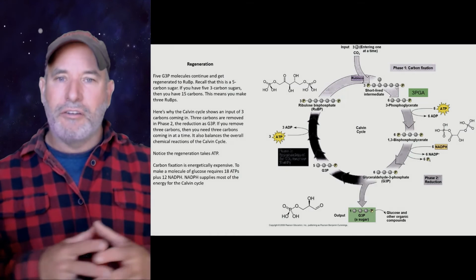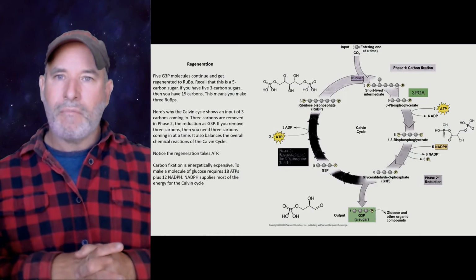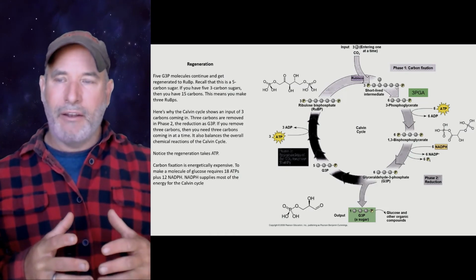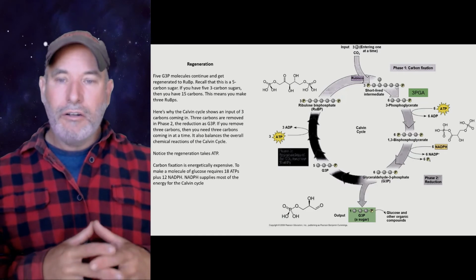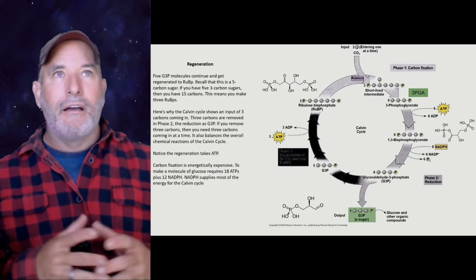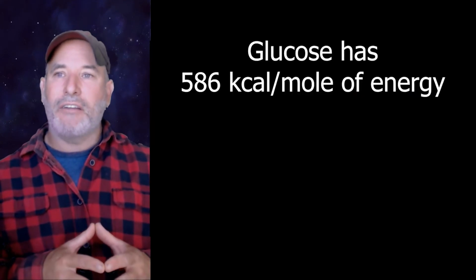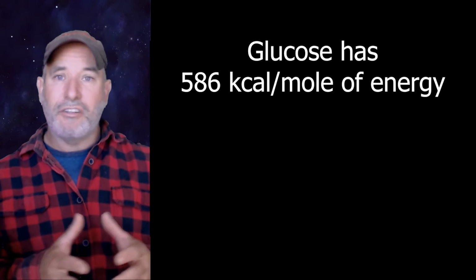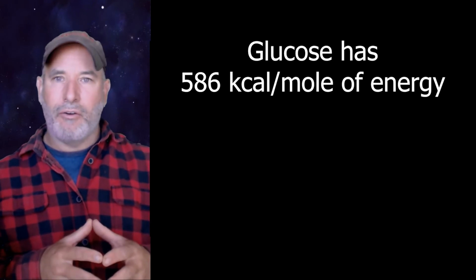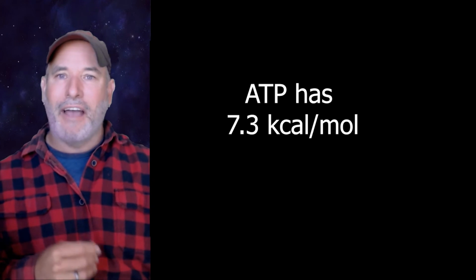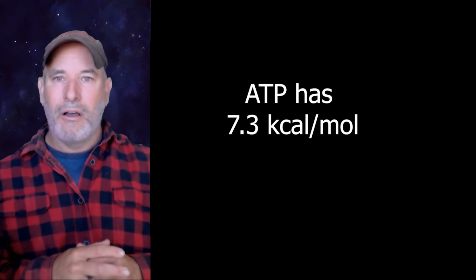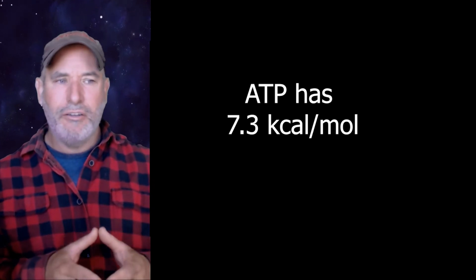Now, a couple other things you are probably wondering about. Some of you may know a little bit about glucose. Glucose has like 586 kilocalories per mole. That's a lot of energy. And many of you may know that ATP has 7.3 kilocalories a mole. Well, let's add up. How much have we used?